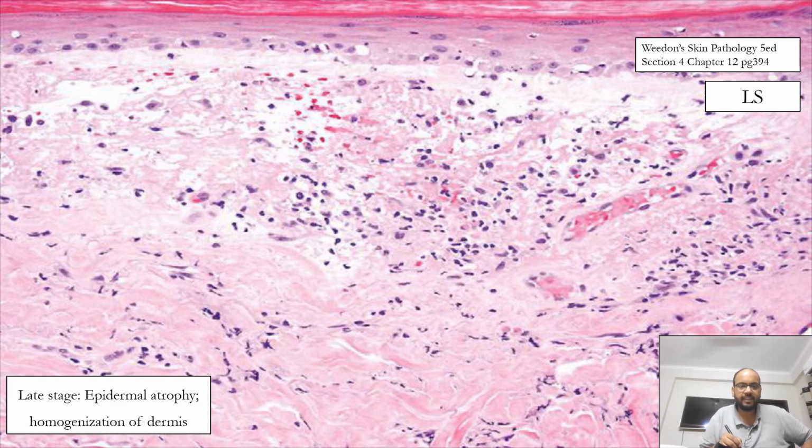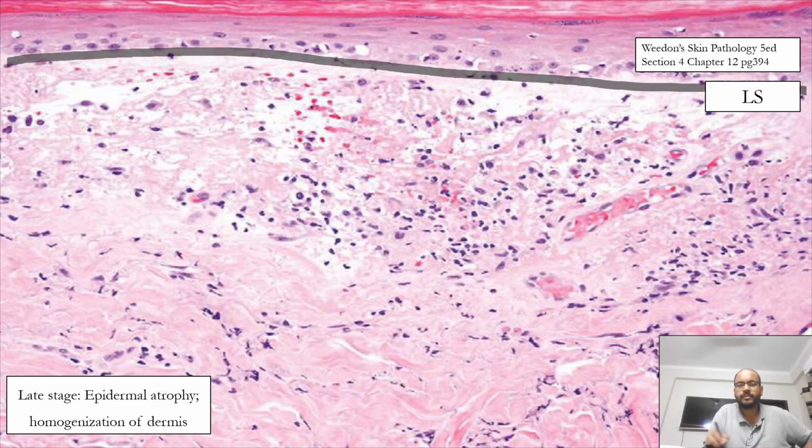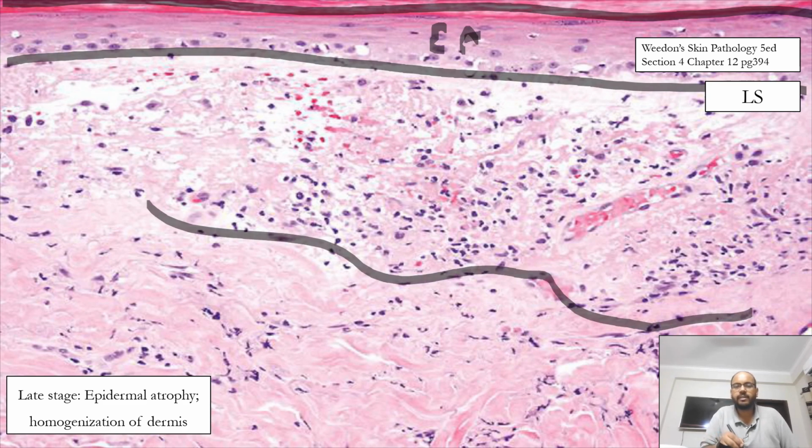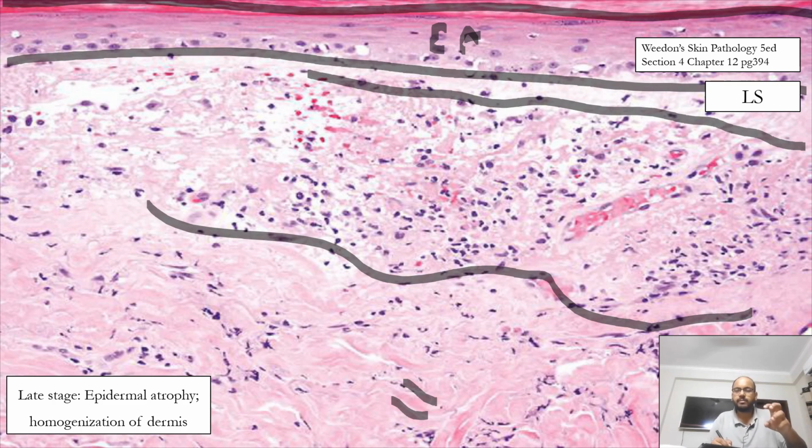Here also you can easily see in later stage. Okay, let me just change the pen color. In later stage, the epidermis is atrophied. There is atrophy. There is thinning of the epidermis. So there's epidermal atrophy, but you can see a milder infiltrate just below the epidermis, composed majorly of lymphocytes. And here you can see thickening or a little bit of compaction of dermis, which is known as homogenization of dermis. The dermis looks like a single tissue. Okay, so there's homogenization of dermis in later stages of LS. Let's move forward.